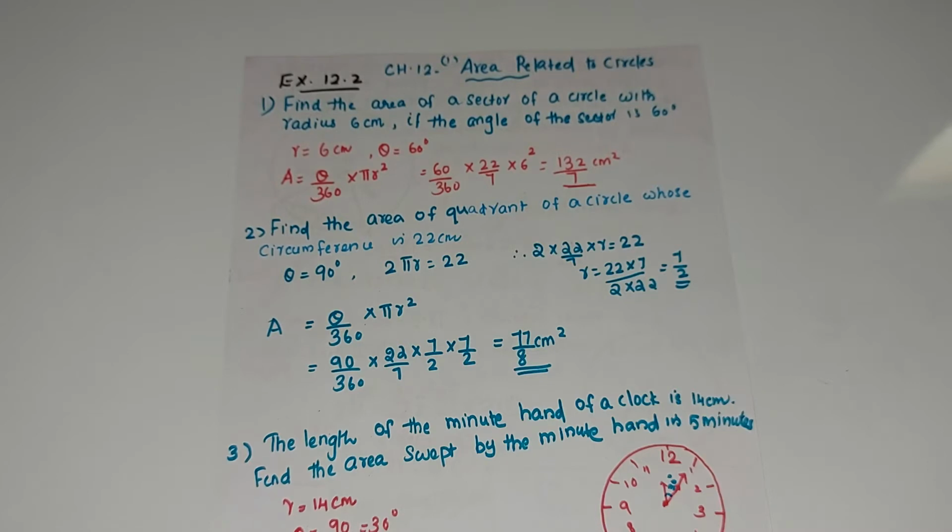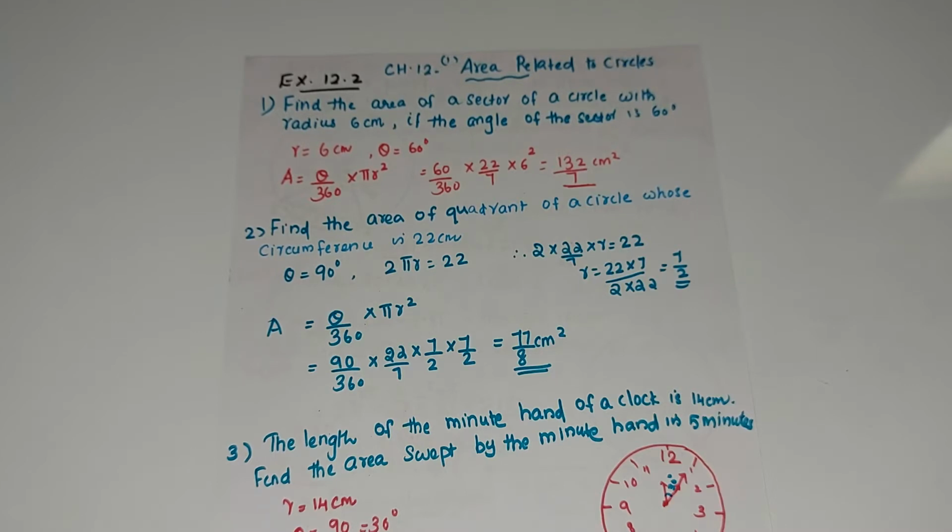Next question: find the area of the quadrant of a circle whose circumference is 22 centimeter. What do you mean by quadrant? When you divide a circle into 4 parts, we will get a quadrant. So quadrant means the 1 by 4 part of a circle. The angle of a quadrant is 90 degree.